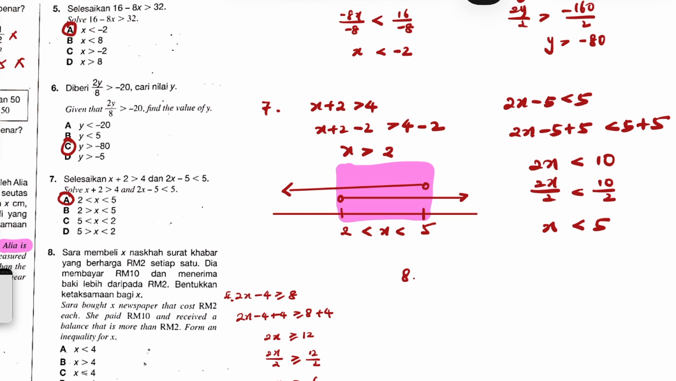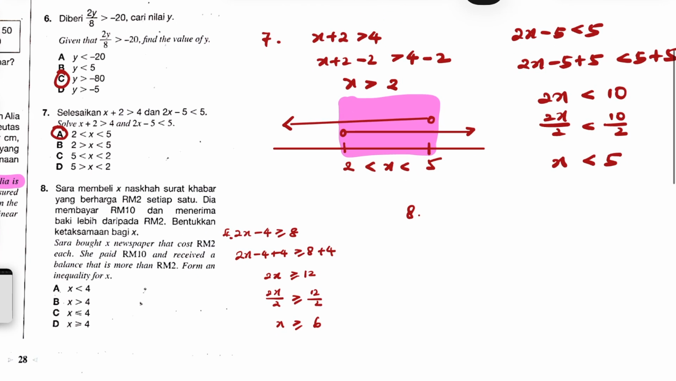So please read the question. Sarah bought x newspapers that cost RM2 each and she paid RM10 and received a balance that is more than 2 ringgit. Form an inequality for x. So x is the number of newspapers that cost RM2 each. She paid RM10 and the balance received is more than 2 ringgit, meaning more than 2. So what's the answer for number 8?